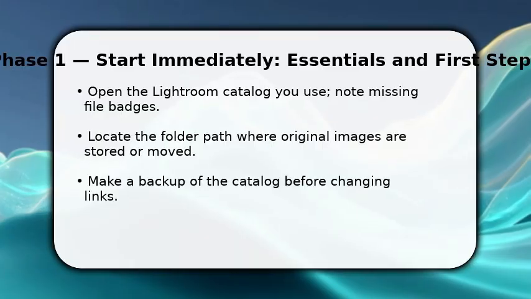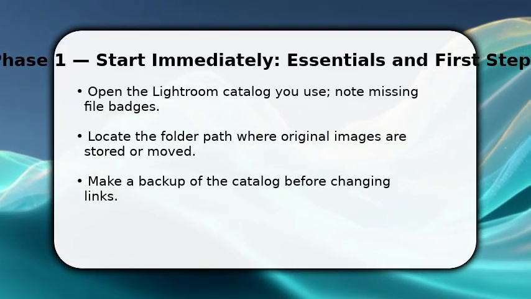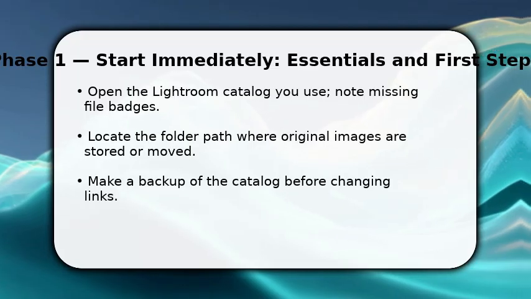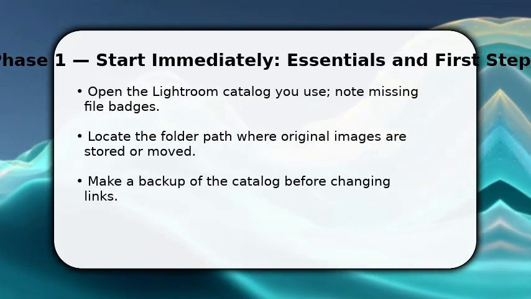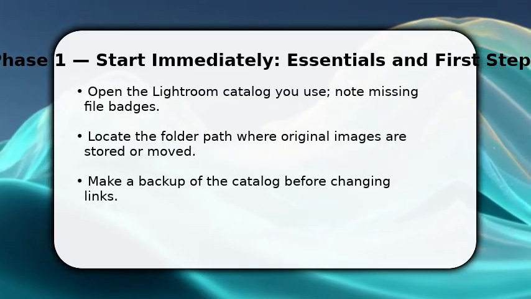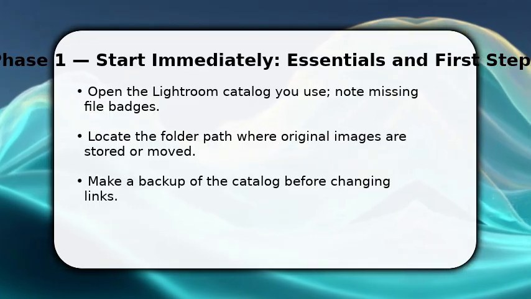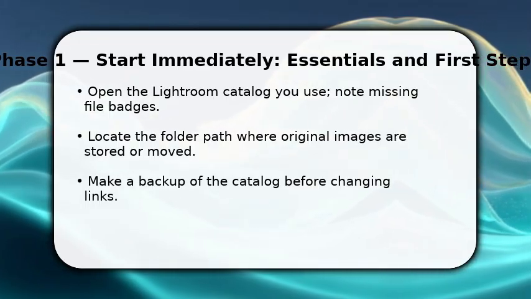You start by opening the Lightroom catalog that shows missing photo badges. This tells you which folders need relinking. Once done, open Finder or File Explorer and confirm the new location of those originals so you know where to point Lightroom. Make sure to back up the catalog now. This is quick and prevents data loss.